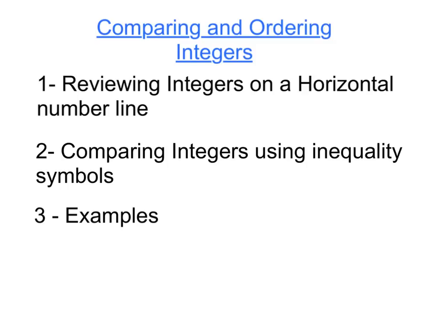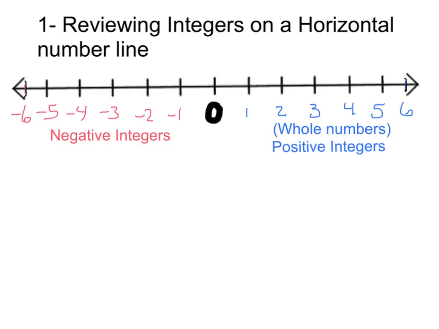So this video is going to be doing three things. We're going to be reviewing the last video that we saw, which was integers on a horizontal number line and their opposites. Then we're going to be talking about comparing integers using inequality symbols, those little alligators, or less than and greater than signs. And then last, we're going to be doing some examples of how to order and compare these integers.